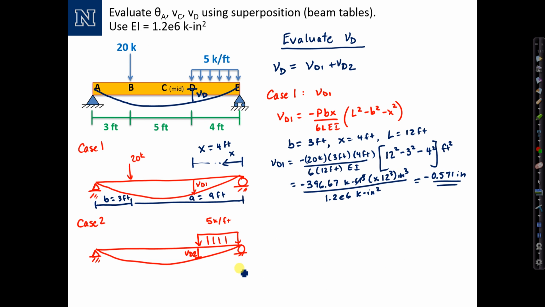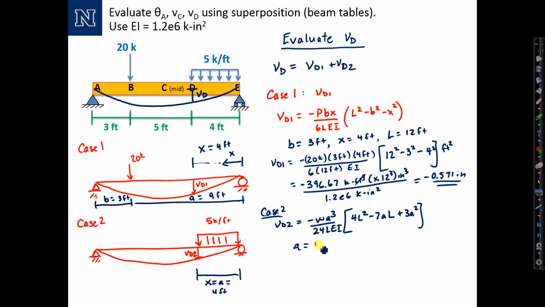Coming back here, we want to define this distance, x equals a equals 4 feet. Okay, the equation for case 2, I'll go ahead and copy it down here. This came from the previous page. VD2 equals negative W a cubed over 24 L EI times 4L squared minus 7AL plus 3A squared. I'm going to use the numbers A equal to 4 feet and L equals 12 feet.